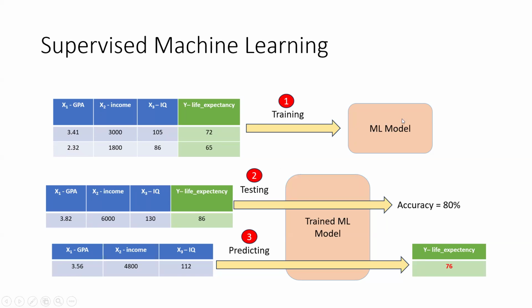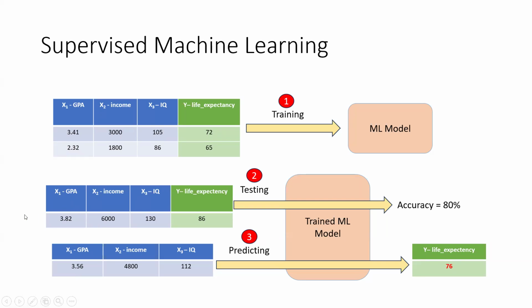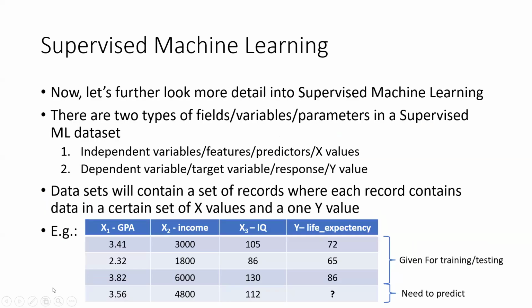The second thing is, we have the model, and we have to test it with the remaining test data set, where we use the third data point. We use it for testing the developed machine learning model, and there is only one data point in this testing data set. Because we have got an accuracy of 80%, we are successful with the machine learning model's accuracy. Suppose our benchmark was to have at least 75% accuracy. Now we have got 80, so we can predict the life expectancy when the GPA is 3.56, the income level is 4,800 USD, and the IQ level is 112.